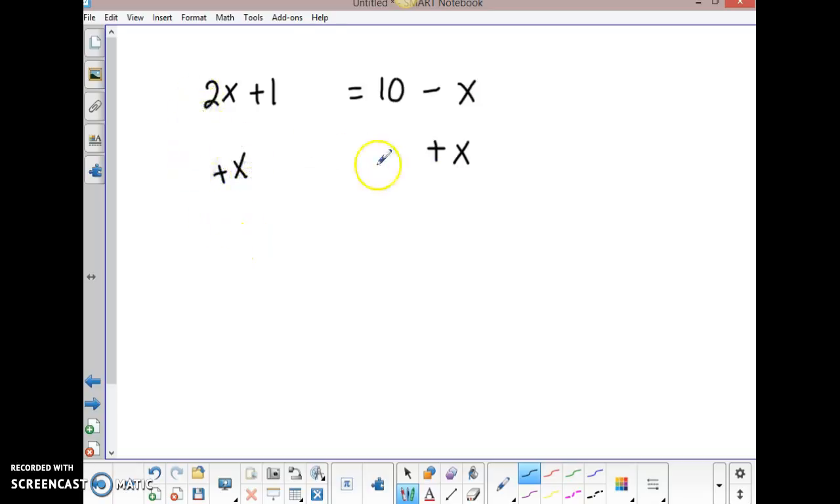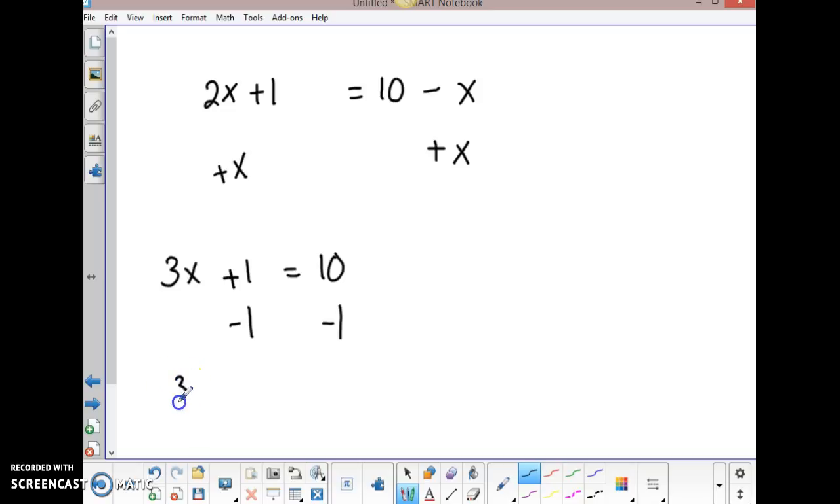If we add x to both sides, we have 2x plus x on this side, that's 3x, plus 1 equals 10, since negative x and x cancels out. Now this looks familiar. We have 1 and 3 on the same side. We'll first get rid of the 1. Do you remember how to do that? Yes, we need to subtract 1 from both sides.